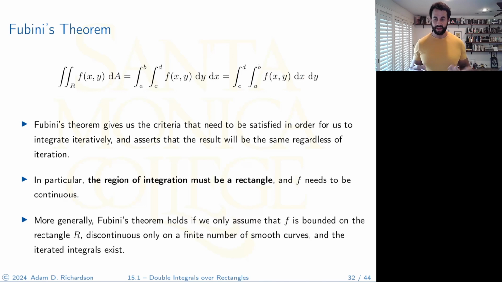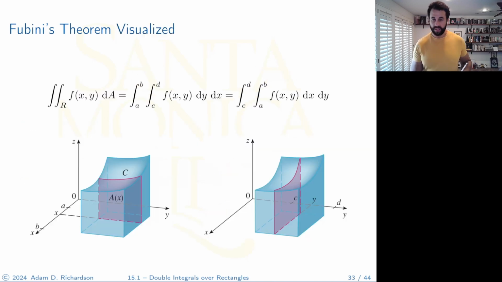Okay. A little bit more generally, this theorem actually holds if we only assume that f is bounded on the rectangle and discontinuous only on a finite number of smooth curves, and that the iterated integrals exist. But for our purposes, we'll just say f is continuous to save us some work. All right. Here's a picture of what it looks like. So, Fubini's theorem visualized. What Fubini's theorem is really saying is that as long as your function is continuous and you're integrating over a rectangle, then it doesn't matter how you scan the region.